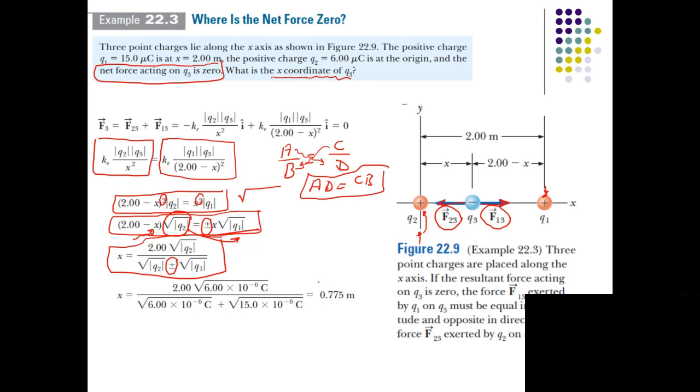The accepted value is 0.775. Means if you put Q3 at that location that has x equal to 0.77 meters, it will not move. Think about it like a person there and two guys pulling it, one to the right, one to the left with the same force. So that person will stay in that location.